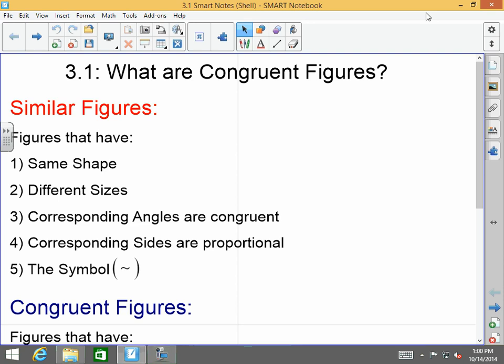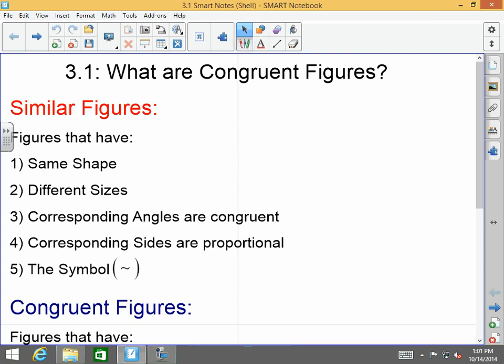Today we're going to start with Chapter 3, talking about congruent figures. And in order to really get a good hand on congruent figures, I want to make sure that you guys understand the difference between similar figures and congruent figures. So similar figures are figures that have the same shape, but different sizes. Their corresponding angles are congruent, and their corresponding sides are proportional.